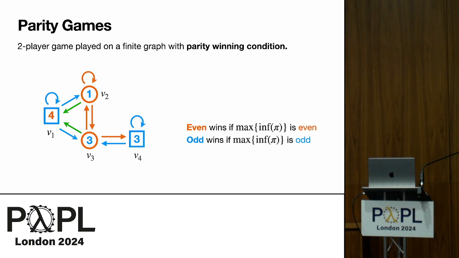It will either take the self loop, but then it will always see the priority 4, which is even. It wants to see an odd priority, so it can shift it to V2, but then it will be shifted back, or V3, but then it will be shifted back. So no matter what the square player does, all these plays will see the priority 4 infinitely often, and since this is the maximum priority, even will always win these games. However, from here, for example, the square player can take the self loop, and the circle player cannot do anything, and the square player wins with this strategy from V4.